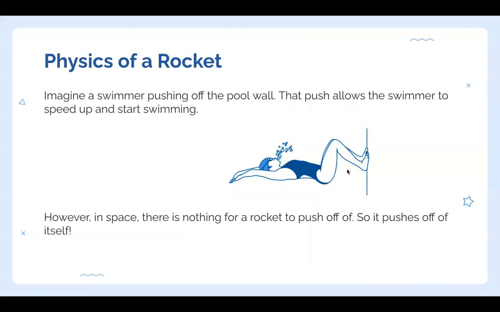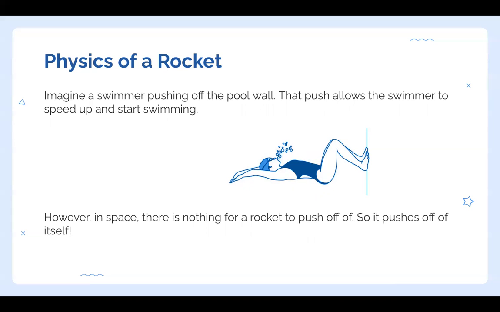Okay, so now we're going to understand how Newton's third law applies to rockets. So to do this, we're going to go through another example where you imagine a swimmer is pushing off the pool wall. So again, we know about Newton's third law. The swimmer is exerting a force on the wall, right? The swimmer uses some of their energy to push against the wall, and the wall is also pushing against the swimmer. And since the wall pushes against the swimmer, that causes the swimmer to move through the water and speed up.